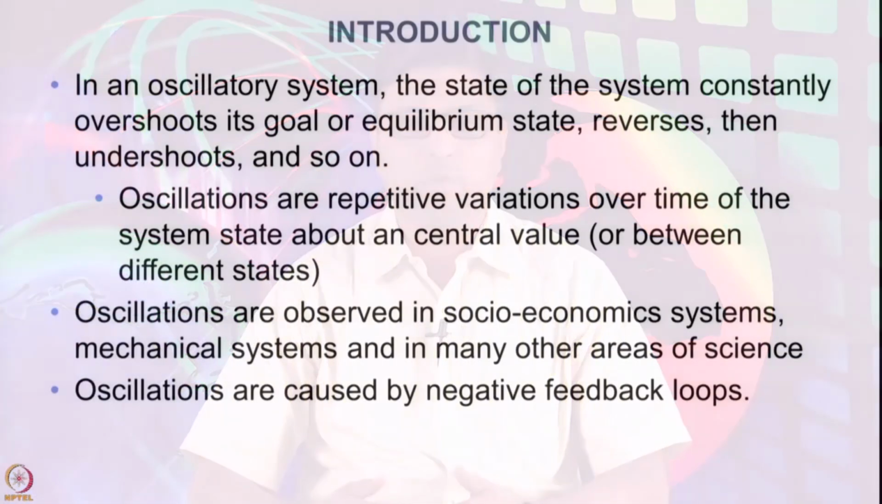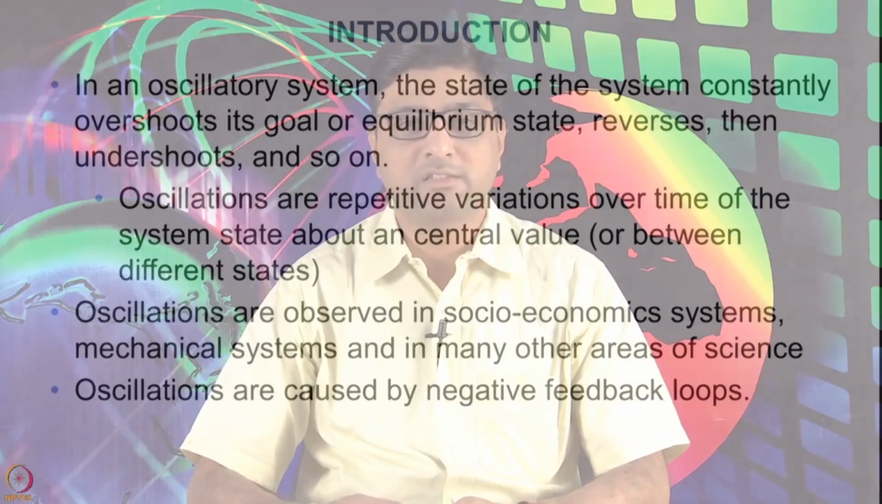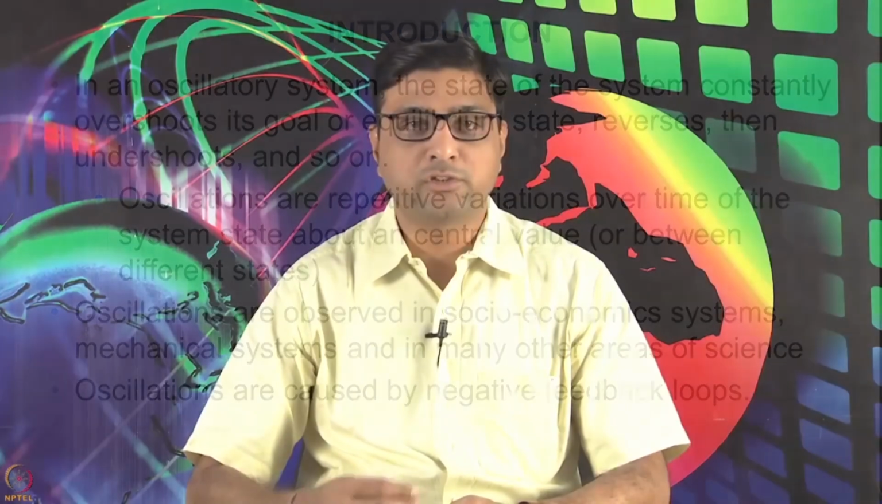Hello. The next topic that we are going to see is how to model oscillations using system dynamics models. Let us see what we mean by oscillations. In an oscillatory system, the state of the system constantly overshoots its goal or the equilibrium state, reverses and then undershoots, and so on. Oscillations, as you all might have seen, an example could be say a sine wave or a cos wave. These are examples of systems that constantly oscillate.